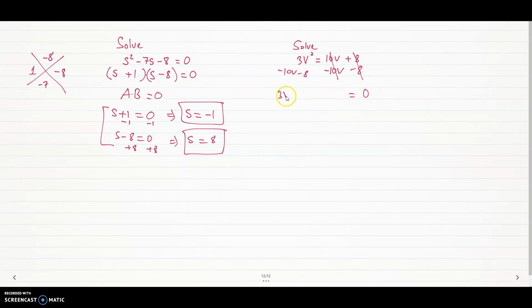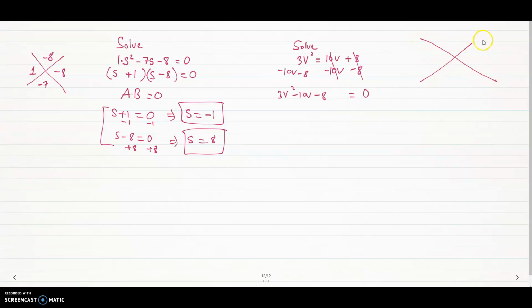And then I have what? 3v squared minus 10v minus 8. Then I can start solving this by factoring. The thing here is I still have a trinomial, but my leading coefficient is not 1. In the previous case, it was 1, and if I have 1 for the leading coefficient, then I can factor very easily. But now it's no longer 1, it's the number 3. Then we have to do some extra steps. It's not as simple for this one, so let's do some extra steps.